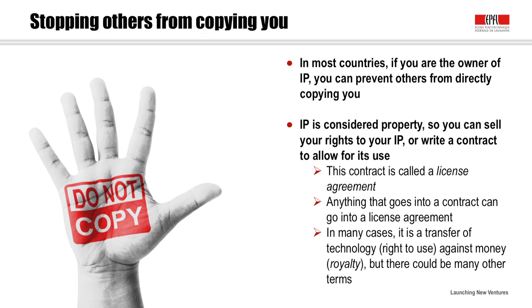So, you might think of a very simple contract or license agreement as, I give you money and you give me the right to use your technology. But on the other hand, you could also say, well, I give you money and then you give me the right to use your technology. And then when I sell my product, in which your product is embedded in mine, I'm going to pay you 5% of my gross sales of my product as a royalty.